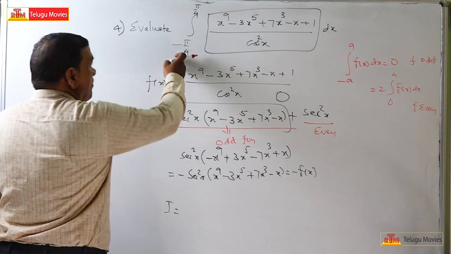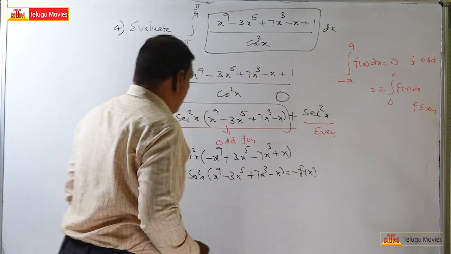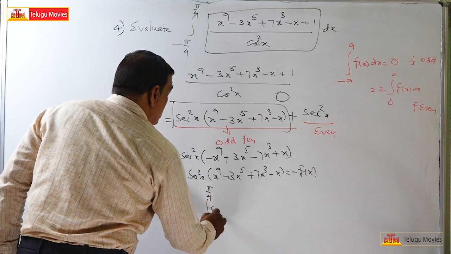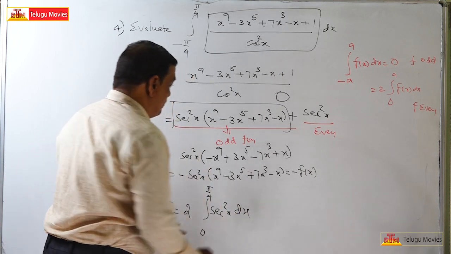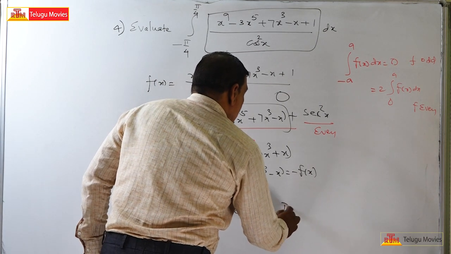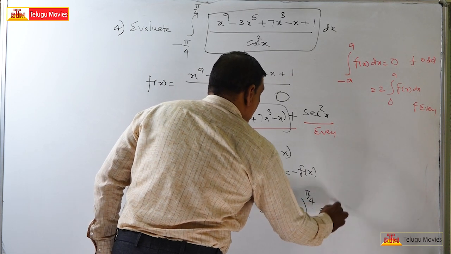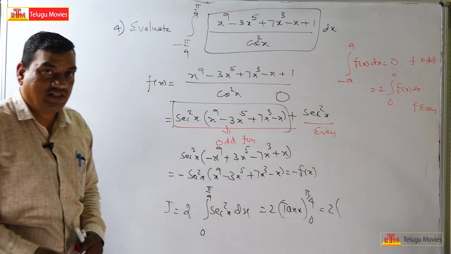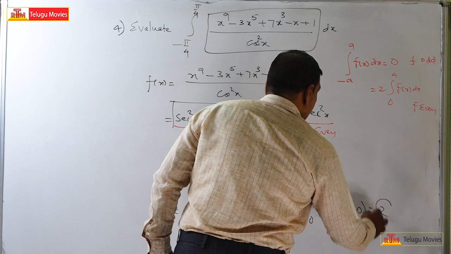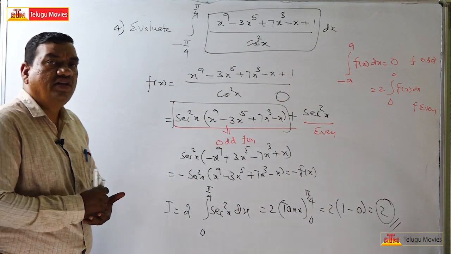Now our problem, the integral from minus pi by 4 to plus pi by 4, becomes 2 times the integral from 0 to pi by 4 of secant square x dx. Why? Because secant square x is an even function. So this is clearly 2 times tan x with upper and lower limits, since the integral of secant square x is tan x. So this is 2 times (tan pi by 4 minus tan 0), which is 2 times 1. 2 is the final answer. Understand this? This is a very easy problem.